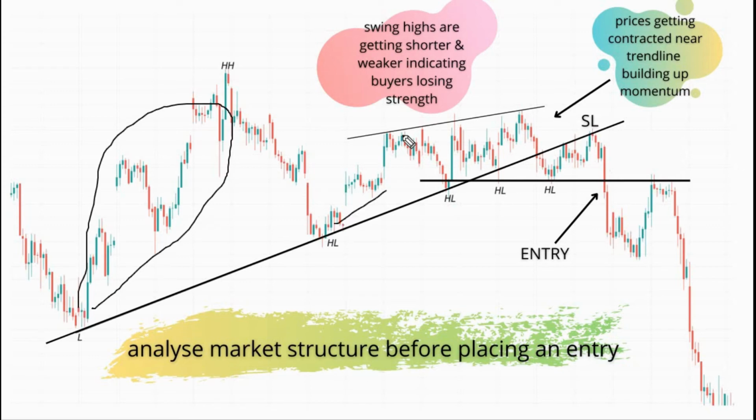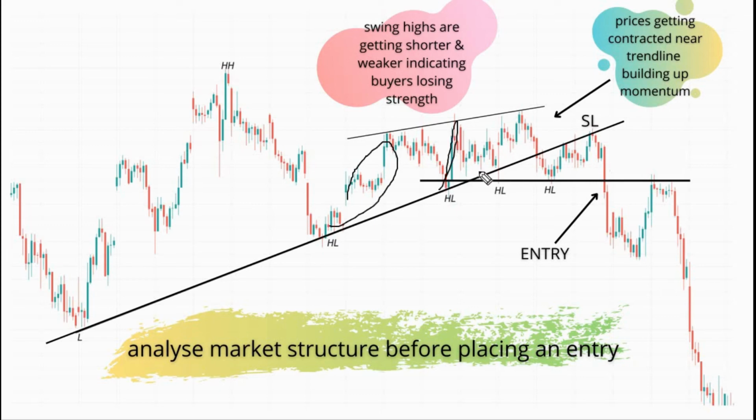Then what is happening here? The buyers are losing momentum because the swing highs are getting shorter and shorter. So this is indicating that the buyers are losing strength in this overall uptrend, and also the trend line is getting tested multiple times. So there are multiple confirmations here.